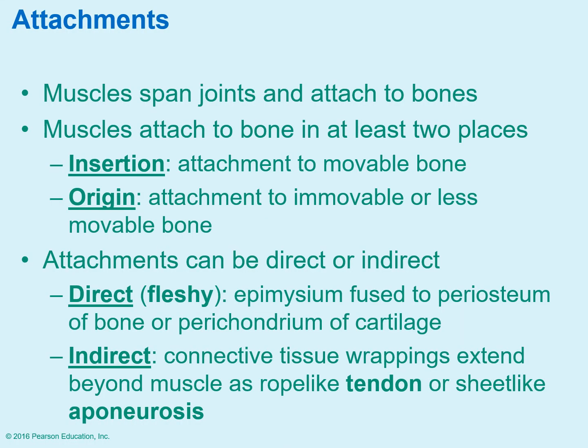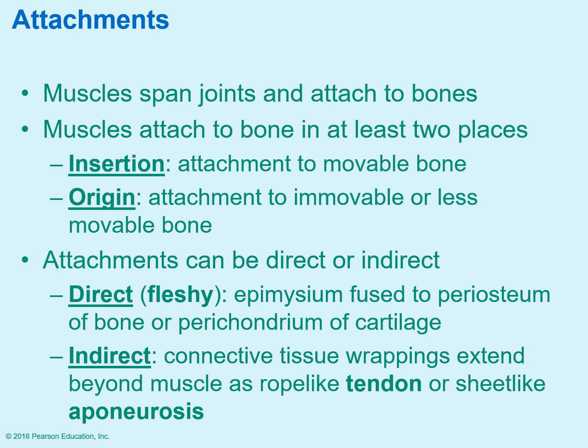The muscles are going to typically span or move over a joint. They'll attach to bones. You're going to have muscles attached to bones in two different places because each end has to be attached to something. We refer to these attachment points as the insertion and the origin. The point of insertion is where the muscle attaches to the bone that's going to be moving. The origin is attached to the immovable or the least movable bone.